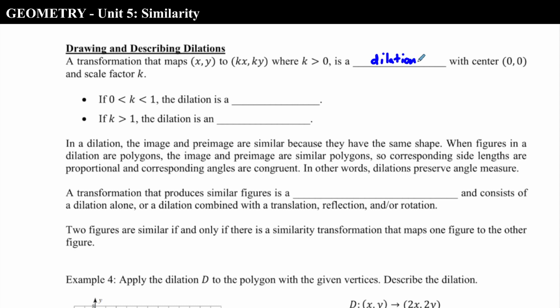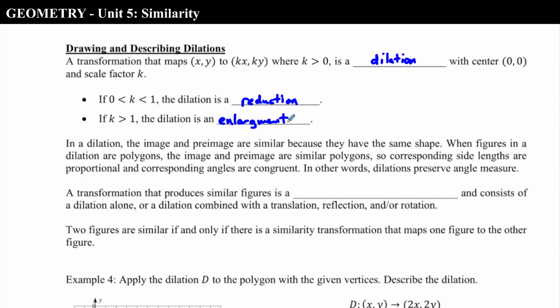The origin is kind of our center of dilation, and k is our scale factor. If k is between 0 and 1, then the dilation is a reduction, so your figure is going to shrink. If k is greater than 1, then your dilation is an enlargement. Your figure is going to grow.